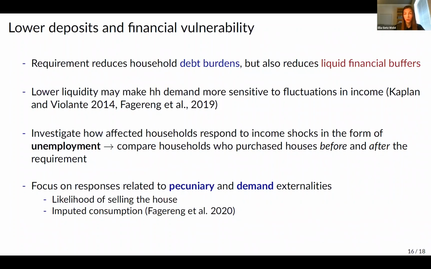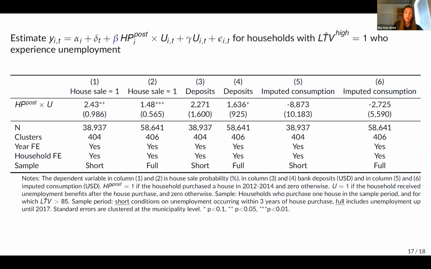We don't observe consumption, of course, in the tax data, but we can impute it using a balance sheet constraint. That gives us a noisy measure of consumption at the individual level, but at least it captures household demand. So these are the results. There are two different specifications here, but it doesn't matter that much which one you look at.